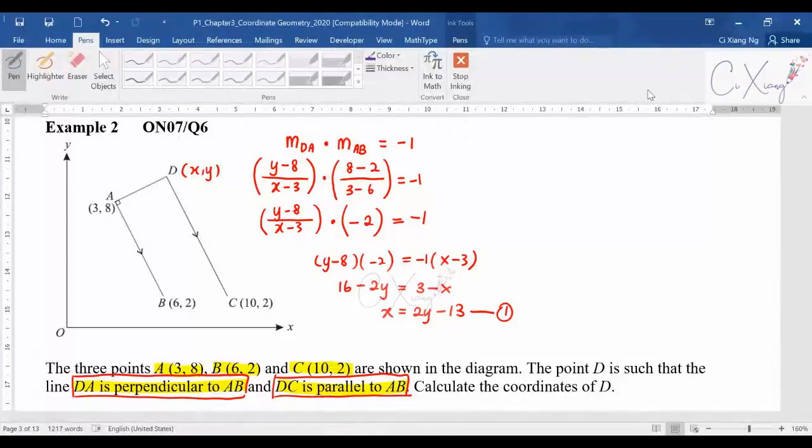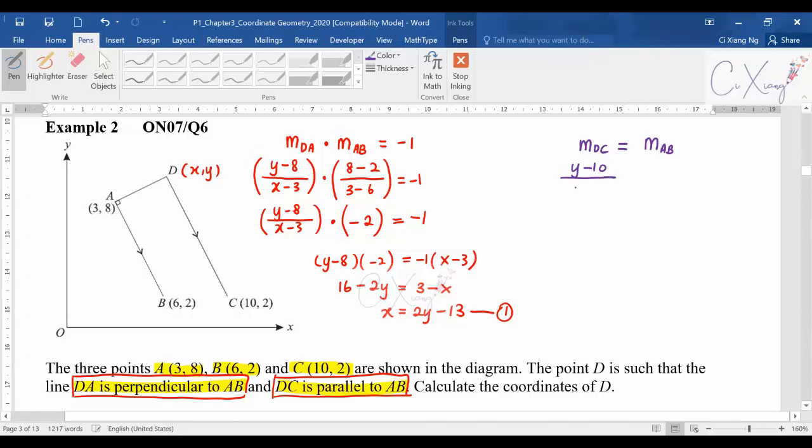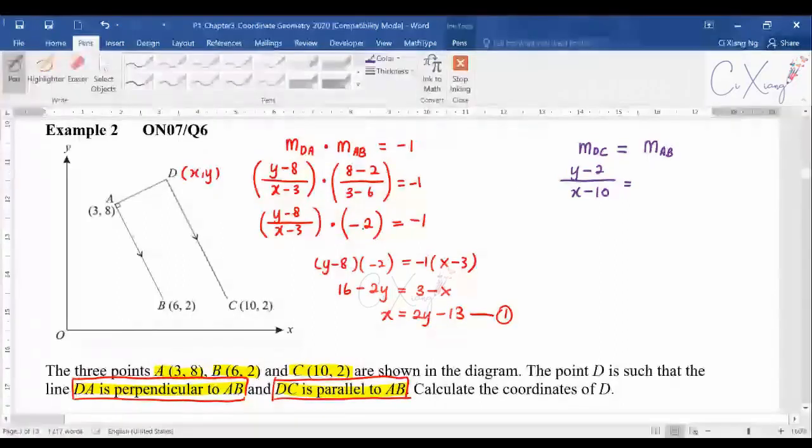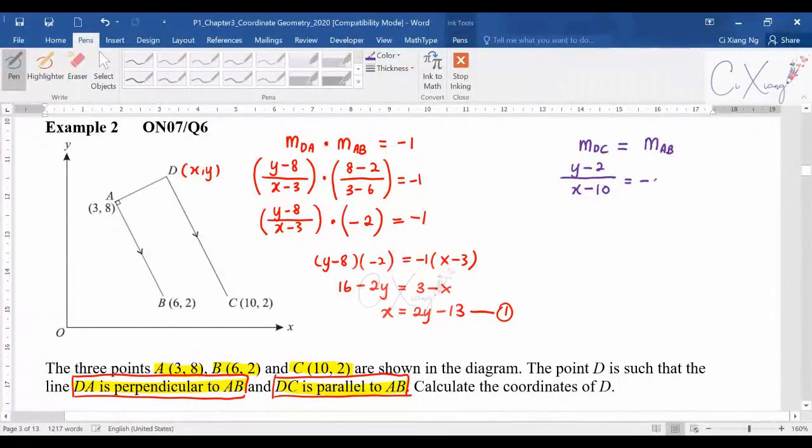So the gradient of DC equals to gradient of AB, parallel. So the gradient of DC should be equals to the gradient of AB. Okay, so what is the gradient of DC? So if you write the formula, gradient of DC will be y minus 2 divided by x minus 10. And it is equals to gradient of AB. So gradient of AB you calculate just now already, which is negative 2. Okay, then continue from here.